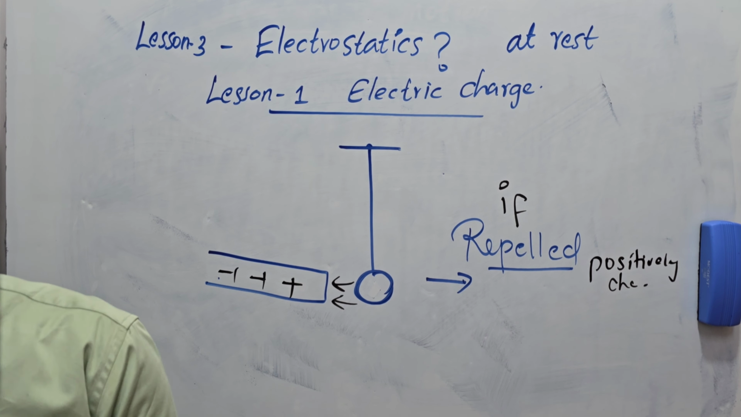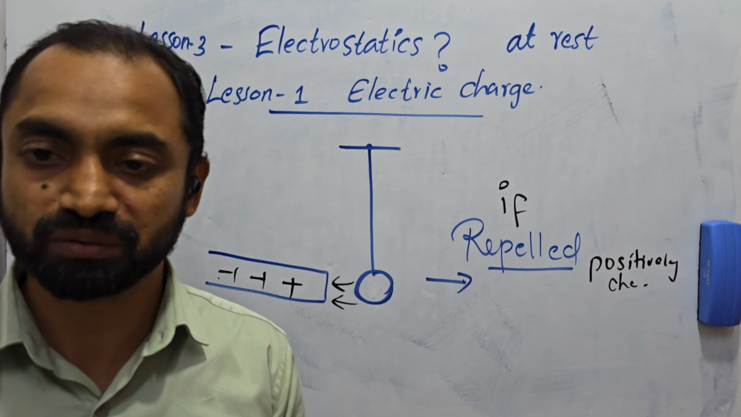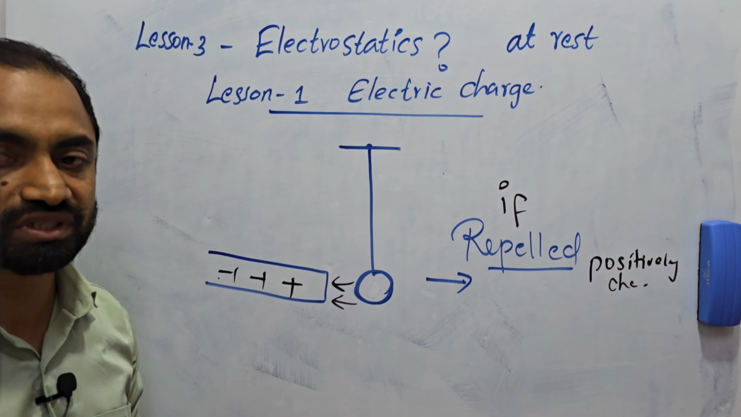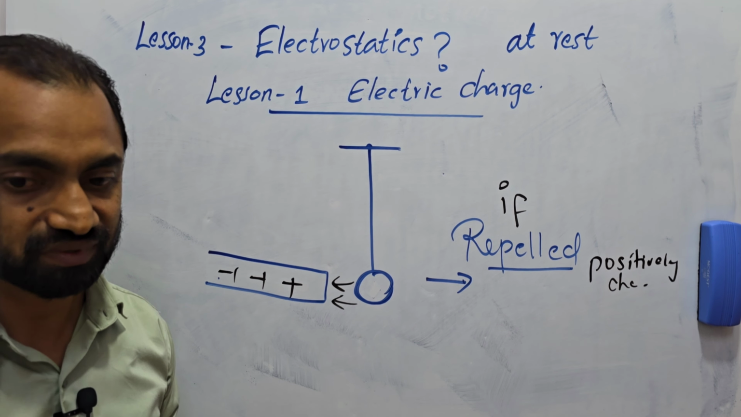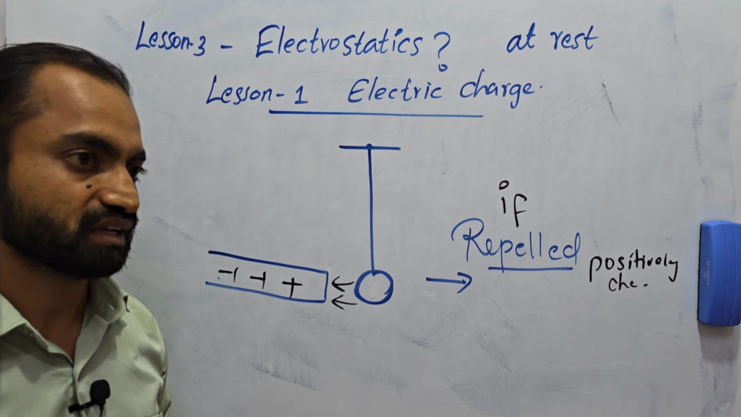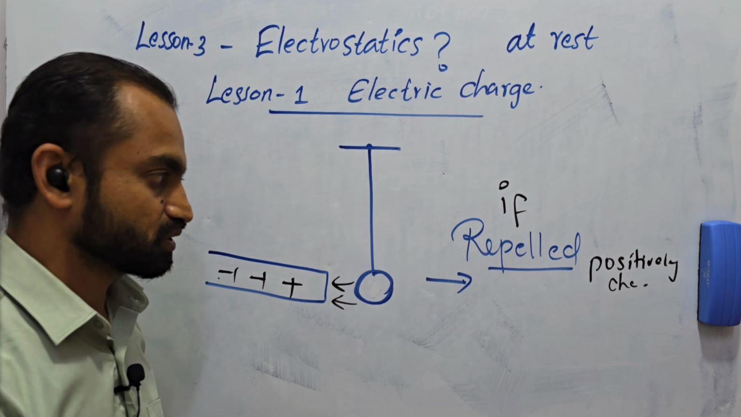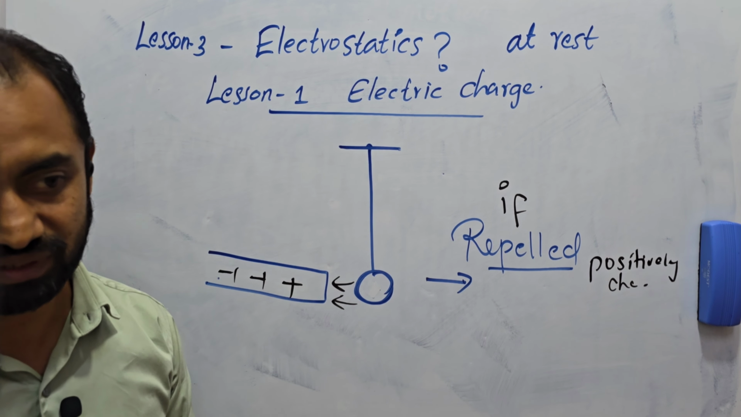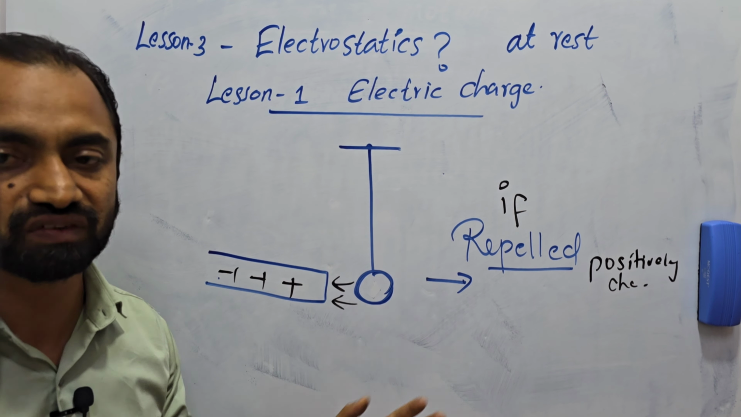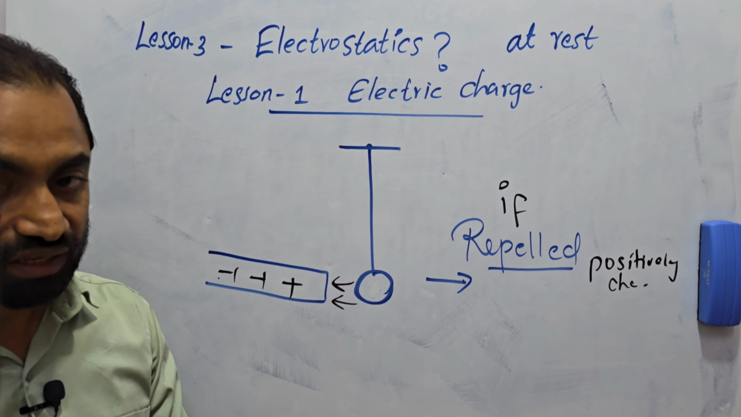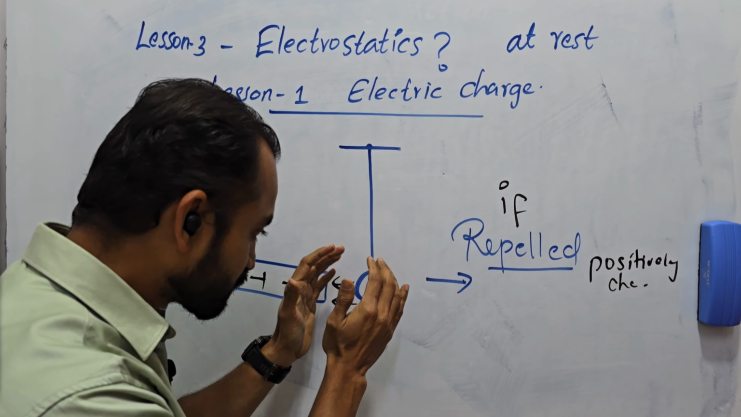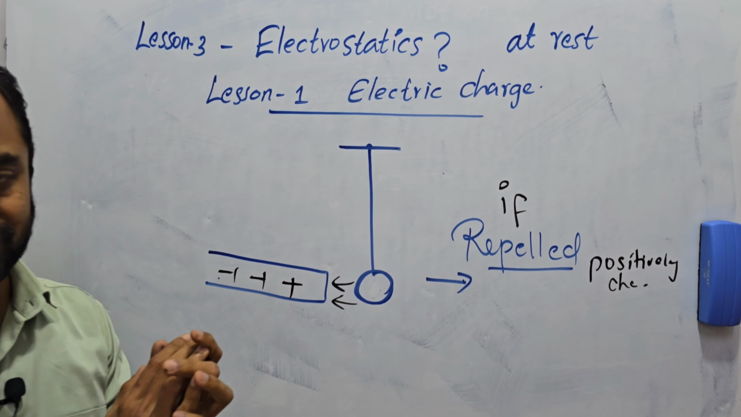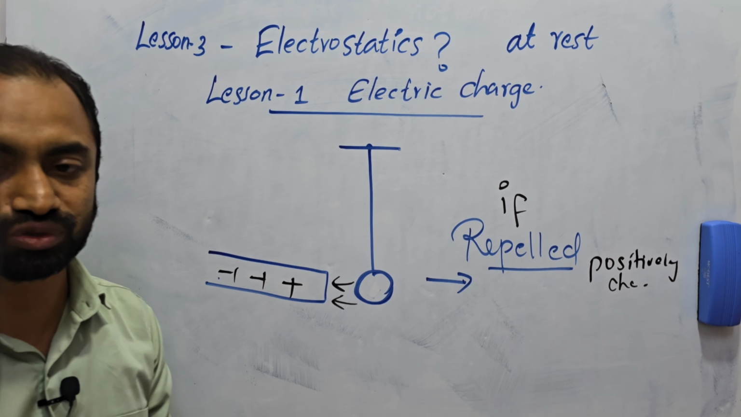Yes. If the pith ball is repelled by a positively charged rod, then the ball must be positively charged. Correct? And if the pith ball is repelled by a negatively charged rod, the ball must be negatively charged. If the pith ball is attracted by both the positive and the negative charge, it is neutral.